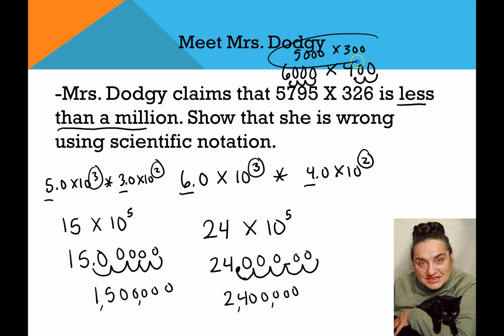So even when I rounded down, I got 1.5 million. When I rounded up, I got 2.4 million. I think the better one to say is, hey, even when I rounded down, you get 1.5 million. So there's no way that this answer is less than a million.